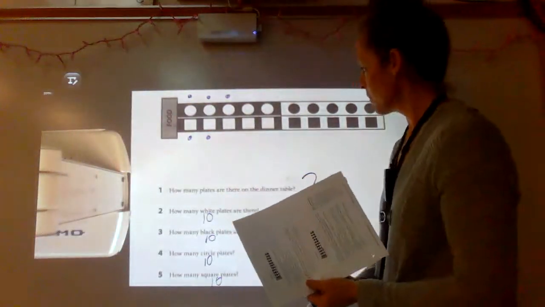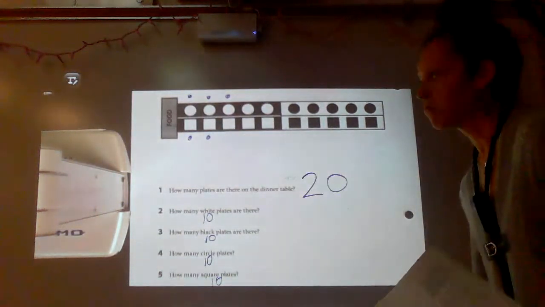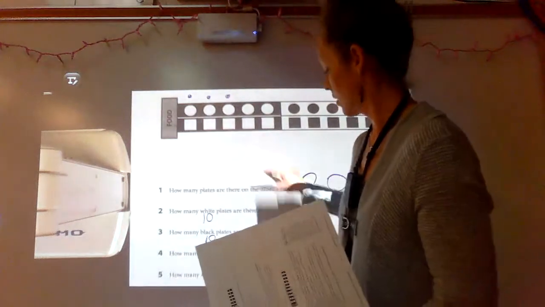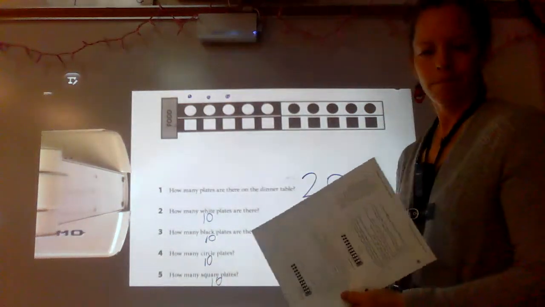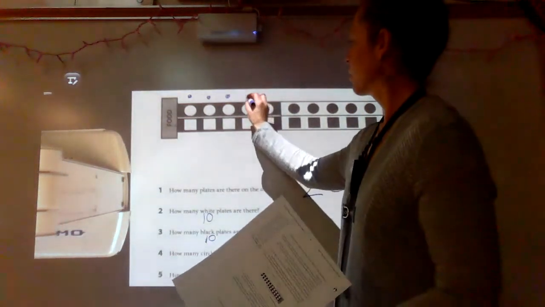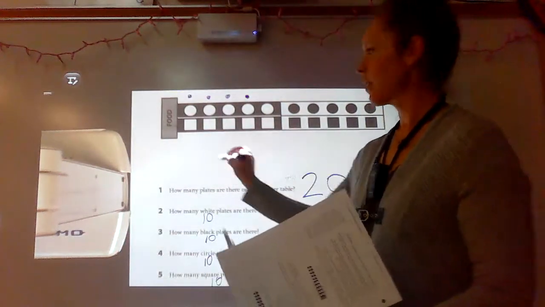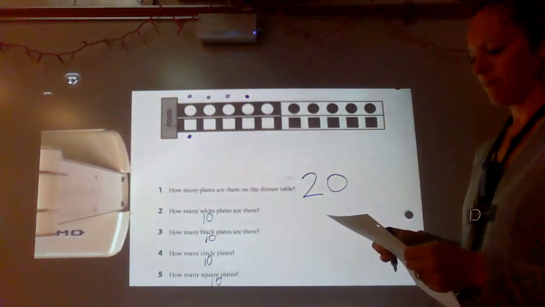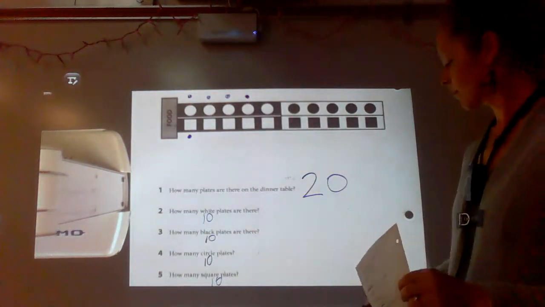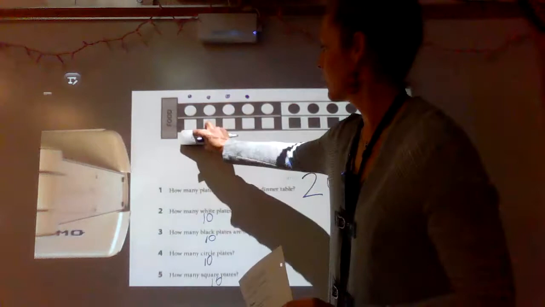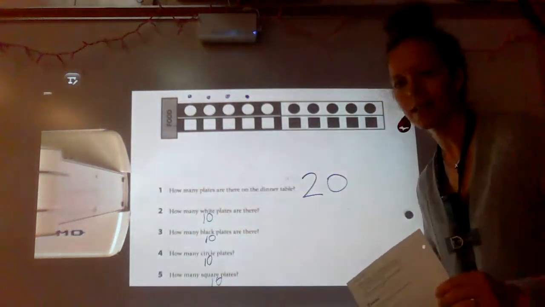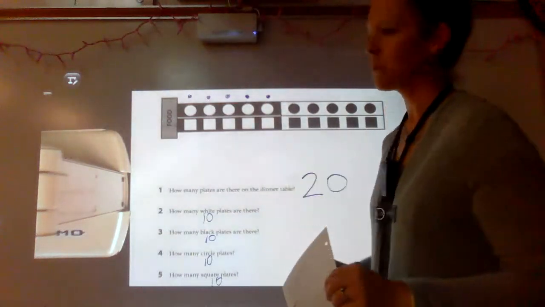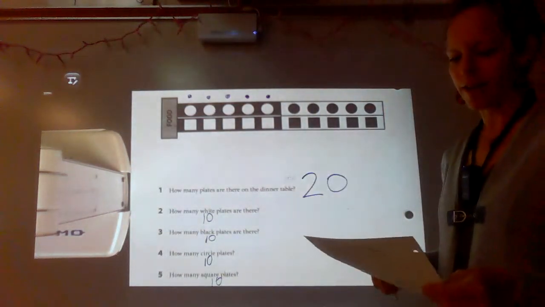If 5 people came, what else could we do besides 3 and 2? We could do 4 and 1. What else could we do? If 5 people came to the party, how could they sit at the table? Maybe you thought 5 on one side and 0 on the other.